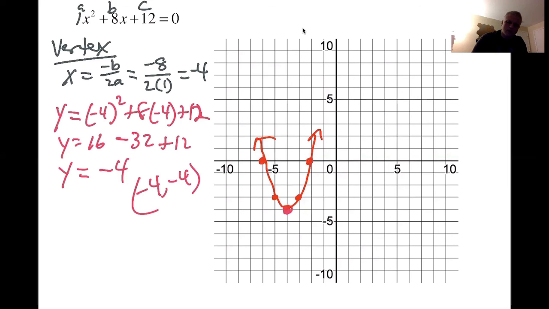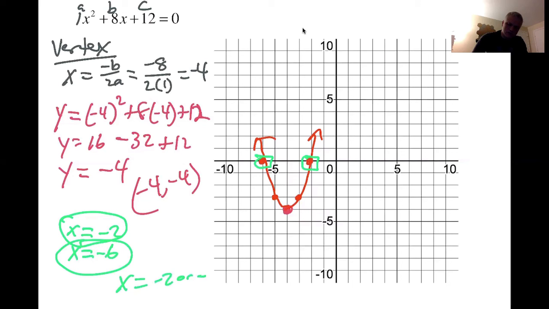So when does this equal 0? Well, the answer is at negative 2, 0 and at negative 6, 0. So x could be negative 2, or x could be negative 6. Those are both of my solutions. Or we could just write x could equal negative 2 or negative 6. That would work too.